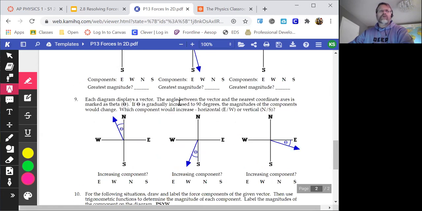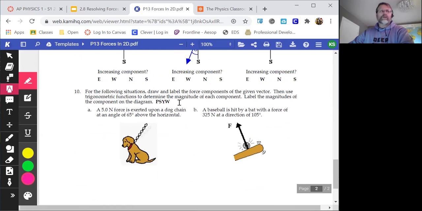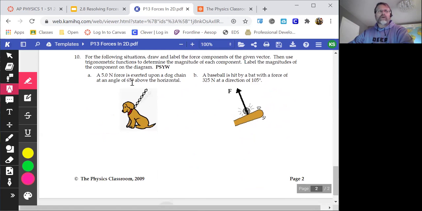So hopefully this assignment is fairly straightforward, lots of quick questions here, and then you end up with a couple of writing the magnitude of components, getting your triangle set for this one, okay?